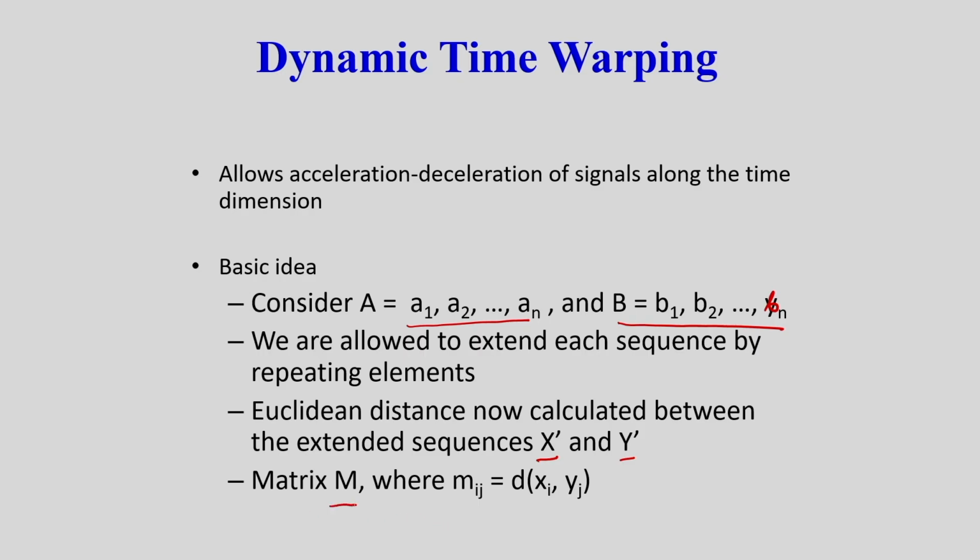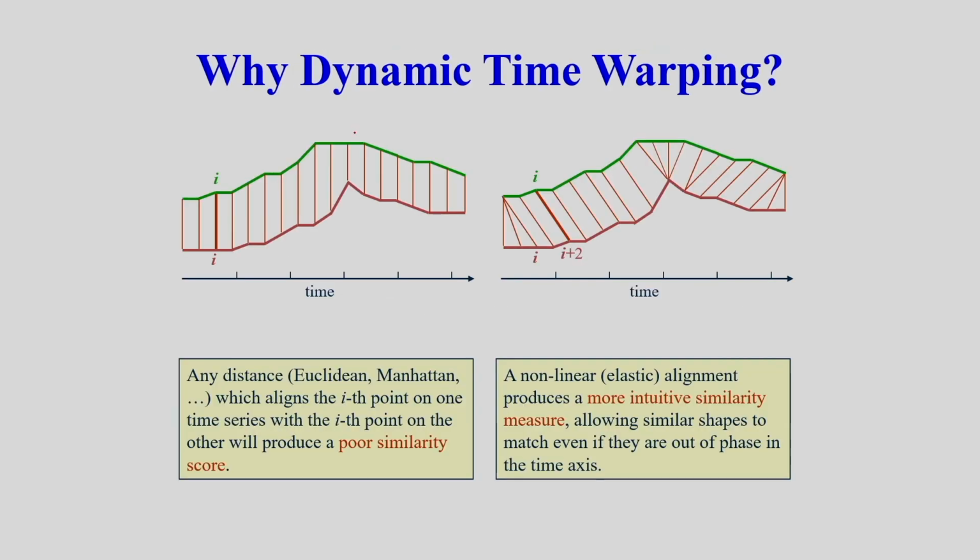In this case we get the matrix M, whose elements are like this: Mij is the element of the matrix M. What is the element Mij? That is nothing but the distance between xi and yj. Suppose I consider these two time series, one is green and another one is red.